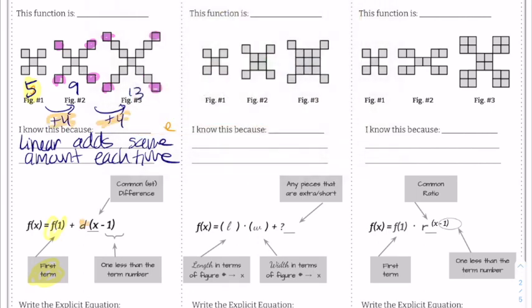Okay? So that goes here. So then plus 4 times x minus 1. And then you can multiply that out and simplify. So it would be 5 plus 4x minus 4, and then your 5 and your 4 simplify, so it would be 4x plus 1. Okay?